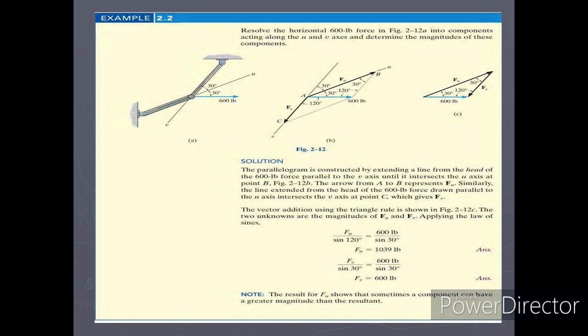You see, when you have U and V axis, it doesn't necessarily mean they are orthogonal. Okay? What do you mean by orthogonal?